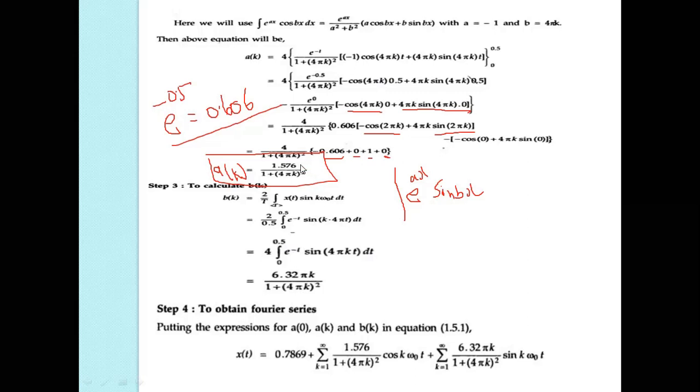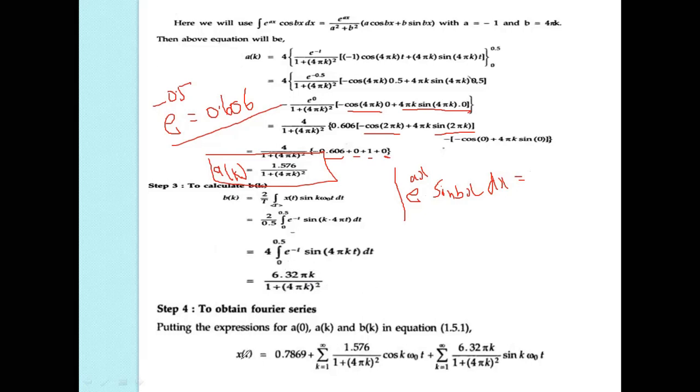And finally, the numerator is a constant. The value you will get for a of k, and the b of k is not a constant value, it's a variable of k also. The second term, the 6.32 pi k whole divided by 1 plus 4 pi k whole square. Using the formula of e power ax sine bx into dx is equal to, expand the function and apply the limits, and then you can simplify. You'll get the 6.32 pi k into 1 by 1 plus 4 pi k whole square.